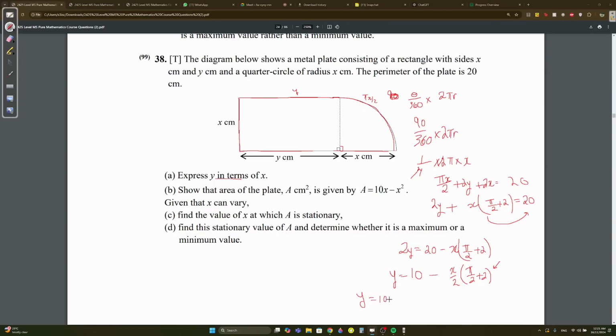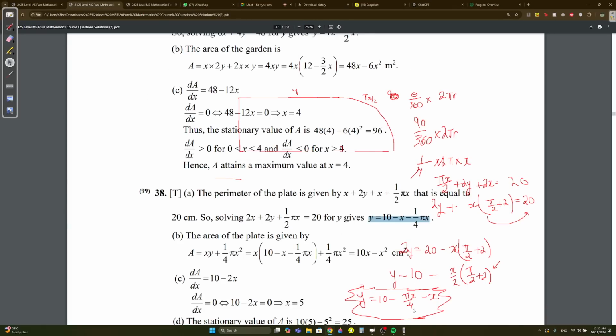I'm going to get 10 minus over 2 becomes over 4. So pi x over 4 minus x over 2 times 2. It cancels out, so it's going to be minus x. Okay, so this is your expression for y. And you can check this over here in the solution. There you go. Okay.